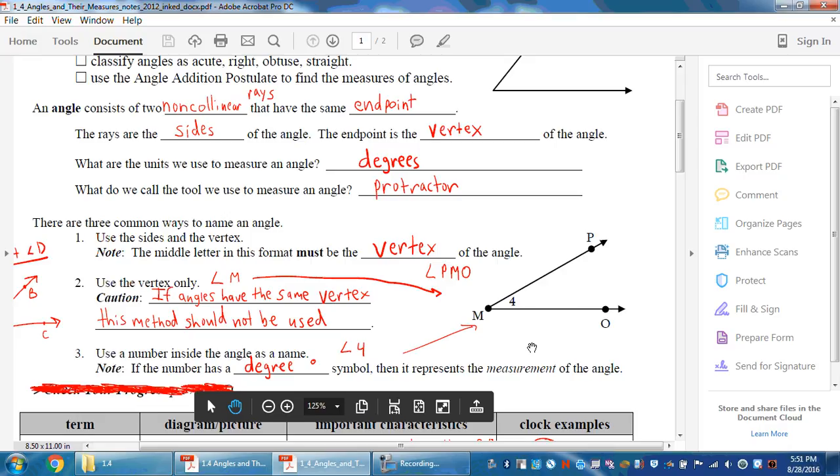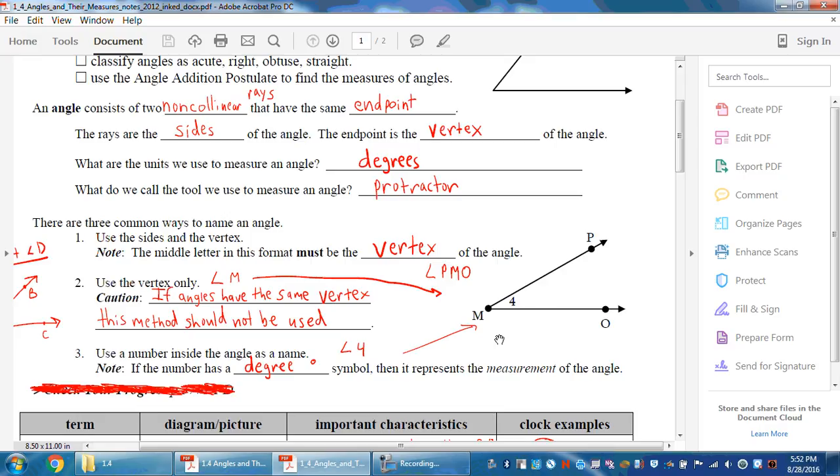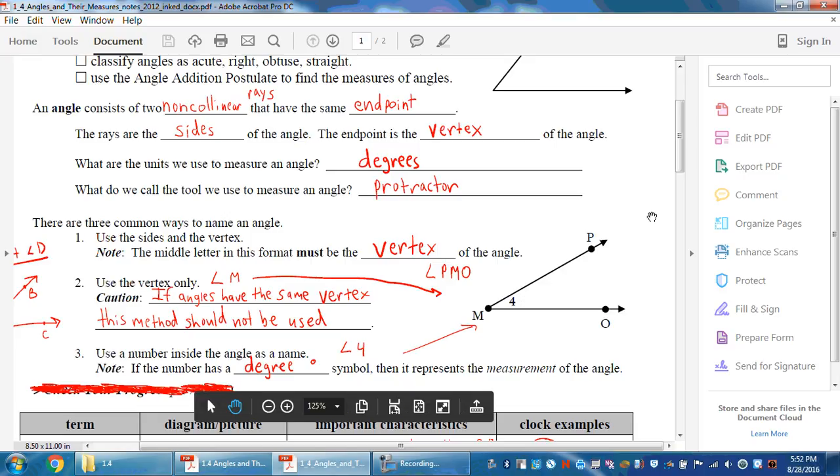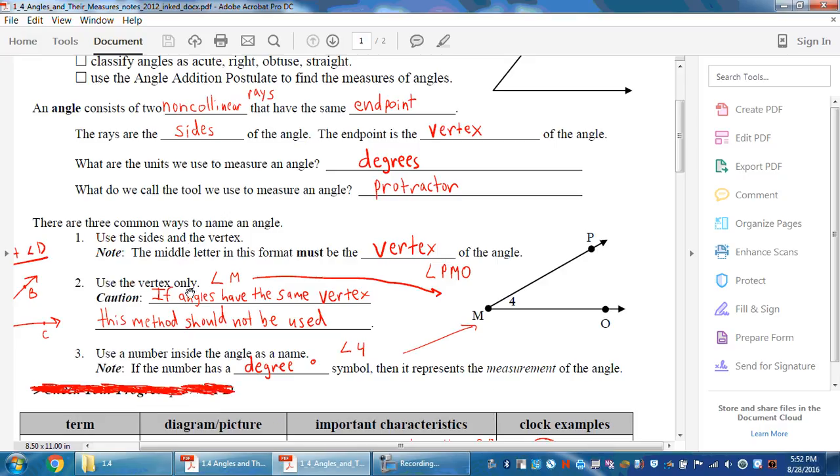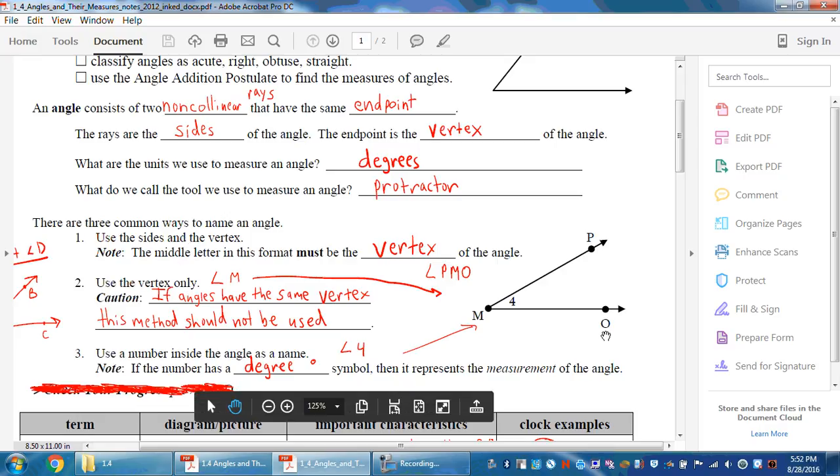And then sometimes we use a number. So if you see here, in this case, angle PMO is also being labeled as angle 4. So you could also call this angle 4. Just remember, if there was a degree symbol here next to the 4, that's saying that angle M measures 4 degrees. That's not the name of the angle. So just look for a degree symbol. No degree symbol here, so you can call it angle 4. That's how you name an angle. Either 3 letters, just a vertex, if there's no other angles using that vertex, or sometimes a number.